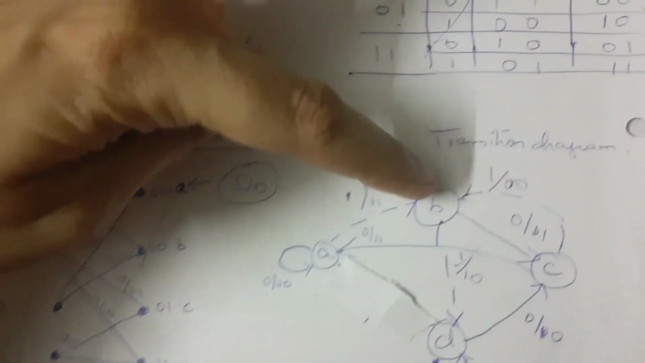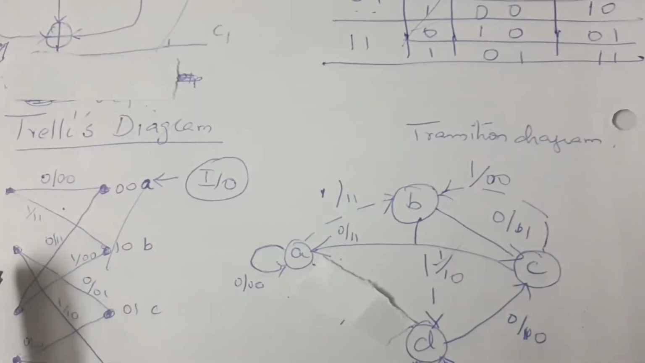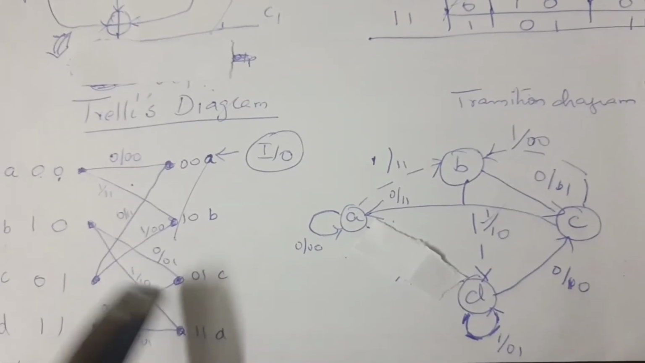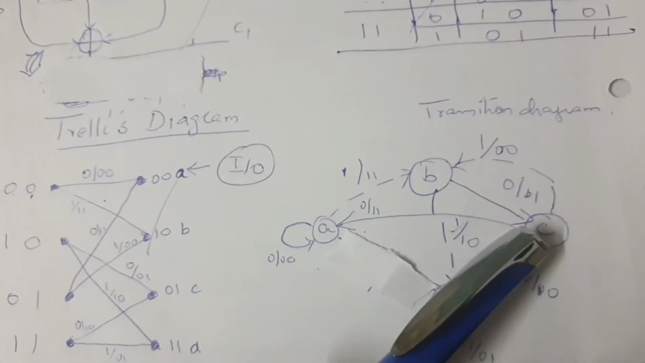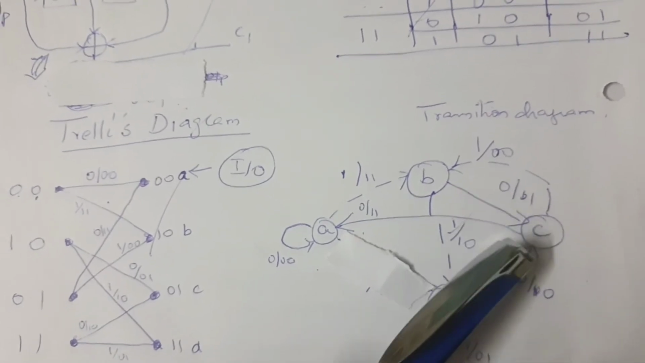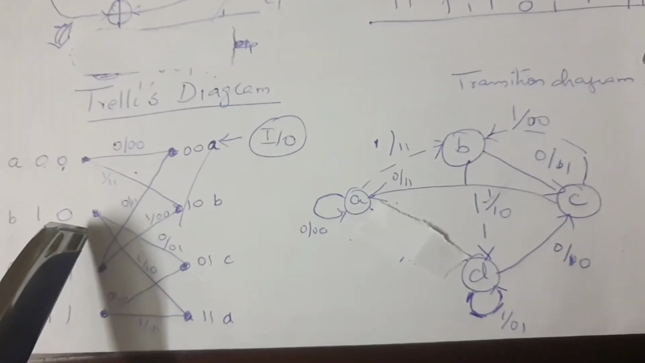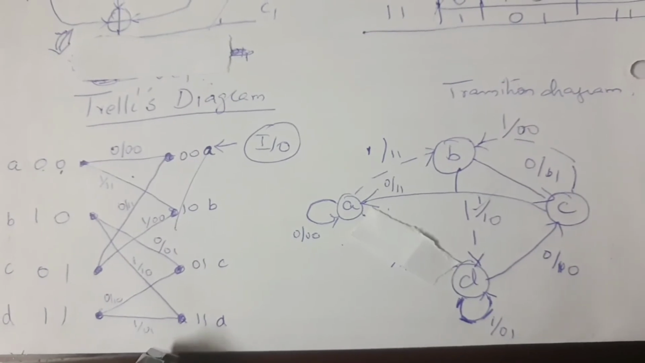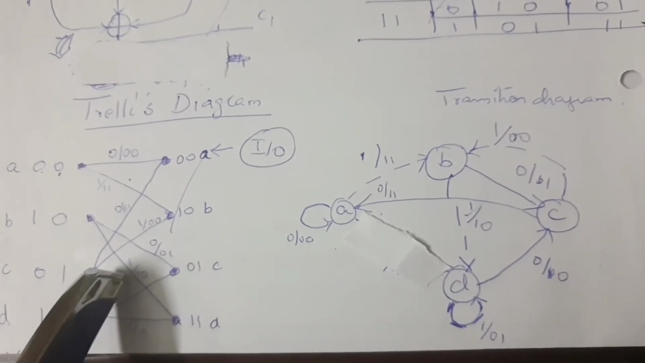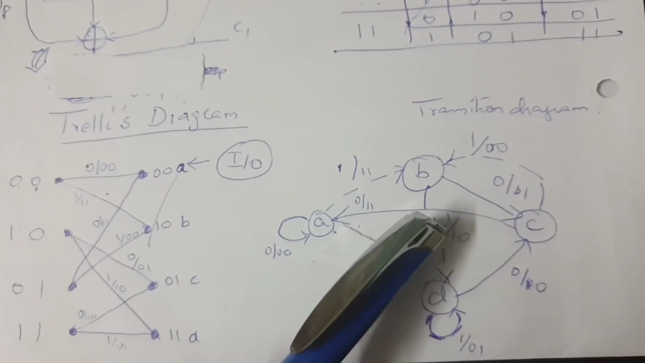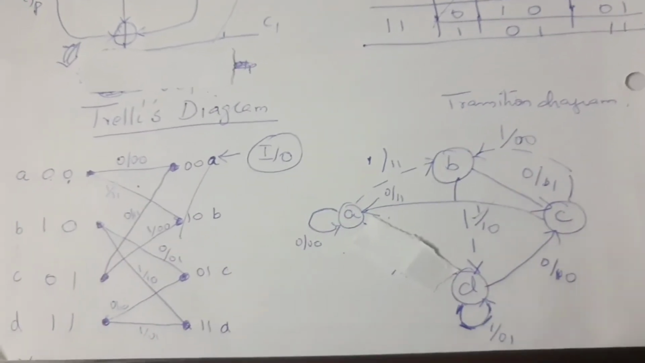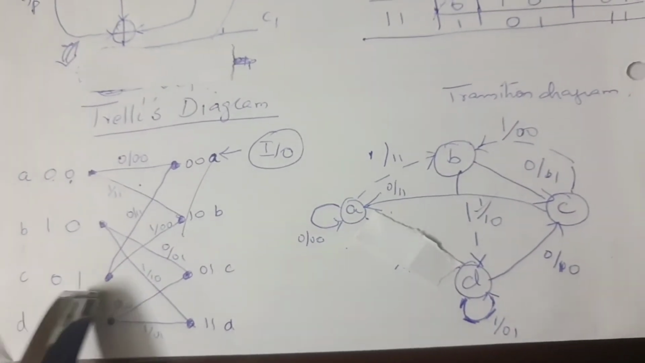So go to B state. B is moving to C under the condition input 0, 0, 1. B is moving to C under the condition 0, 1. Input B is moving to D under the dotted line, it means that it is input 1, output is 1, 0. It is moving to dotted line 1, 0. Clear?